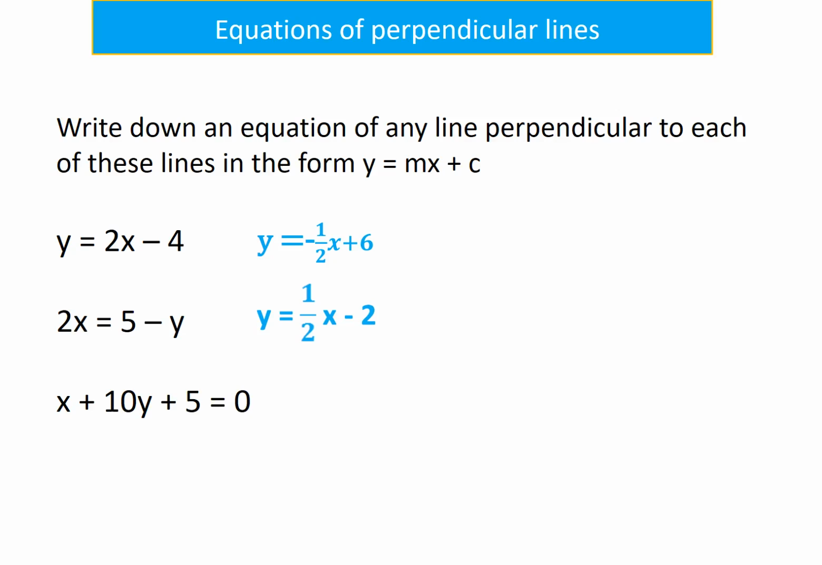And for the last one, again, you need to rearrange that equation first to identify the gradient, and then work out the gradient of the line that's perpendicular to it. When you rearrange the original equation, you'll get that the gradient is minus a tenth or minus 0.1. So the gradient of the line that's perpendicular will have to be 10. So it could be y equals 10x plus 5. It could be y equals 10x minus 2. It could be y equals simply 10x.